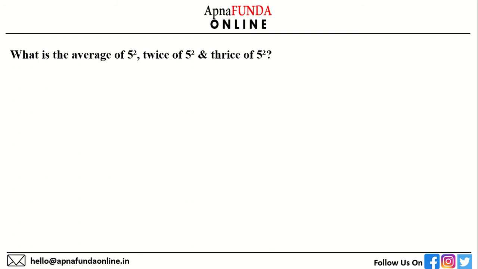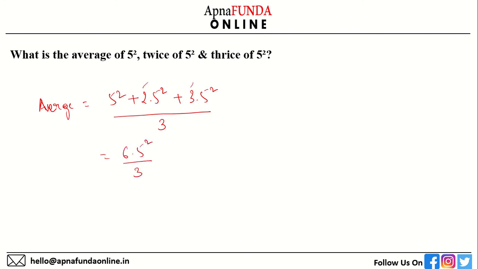Next question, what is the average of 5 square, twice of 5 square, and thrice of 5 square? Simple question. What they're asking is the average of 5 square plus 2 into 5 square plus 3 into 5 square, divided by the number of items, which is 3. So can I say it is 6 into 5 square divided by 3, which is 2 into 5 square, which is 2 into 25, which is 50. My answer is 50. I hope you have solved along with me, and this is the answer that you will also get.